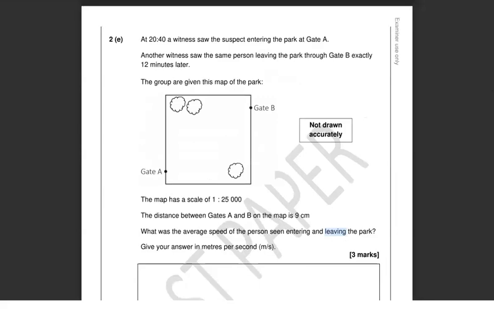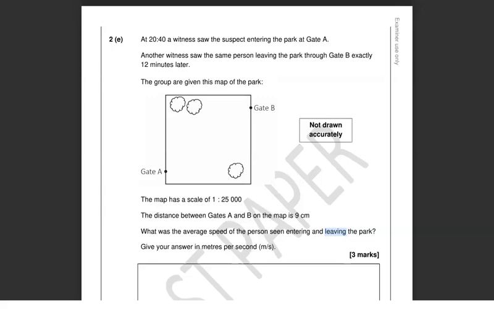At 2040, the witness saw the suspect entering the park at gate A. Another witness saw the same person leaving the park at gate B exactly 12 minutes later. The group are given this map of the park. The map has a scale of 1 to 25,000. The distance between gate A and gate B is 9 centimeters.